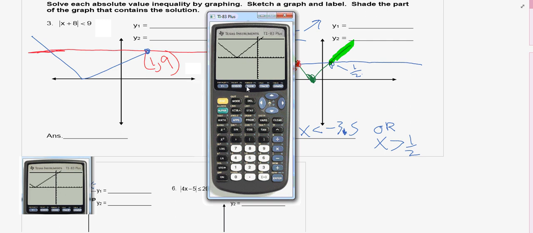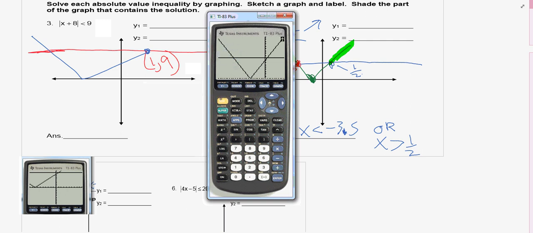So let's just try a zoom fit. You hit the zoom menu key up on the top and go down to 0, which is zoom fit, and hit enter, and still not seeing it. So let's change our window here. -25. There we go. Clearly we can see it now. So remember, we're looking for this intersection right here.